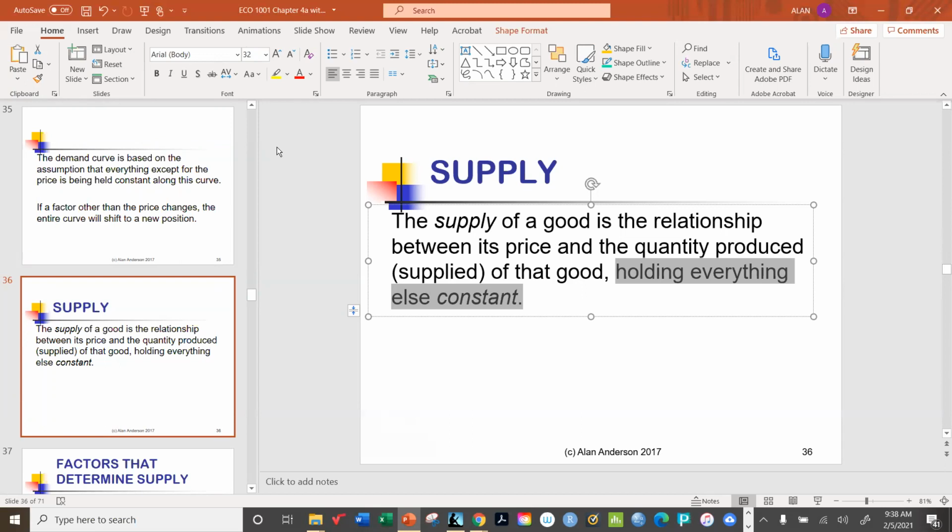Remember, all you're really trying to do is make money. So the factors that influence supply are different from the ones that influence demand. What do I mean by that? Let's look at some of these factors.